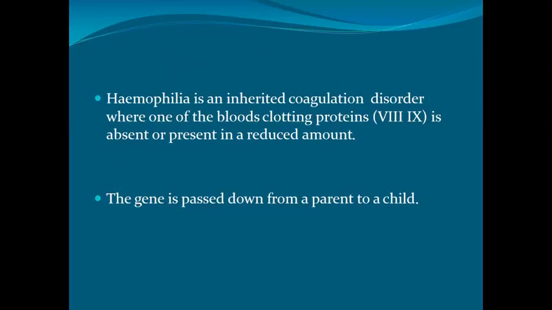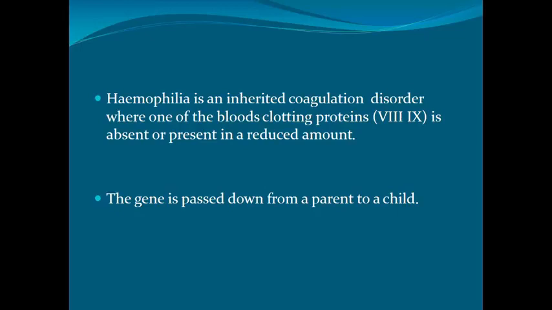So up to now we have seen that in the intrinsic pathway there are factor 8, factor 9 and factor 11. Hemophilia is an inherited coagulation disorder where one of the blood clotting proteins, like factor 8, factor 9 or factor 11, is absent or present in a reduced form. Factor 8 deficiency means hemophilia A, factor 9 means hemophilia B, and factor 11 deficiency is called hemophilia C. There are two other hemophilias also, parahemophilia and autosomal hemophilia. I will let you know in the end.